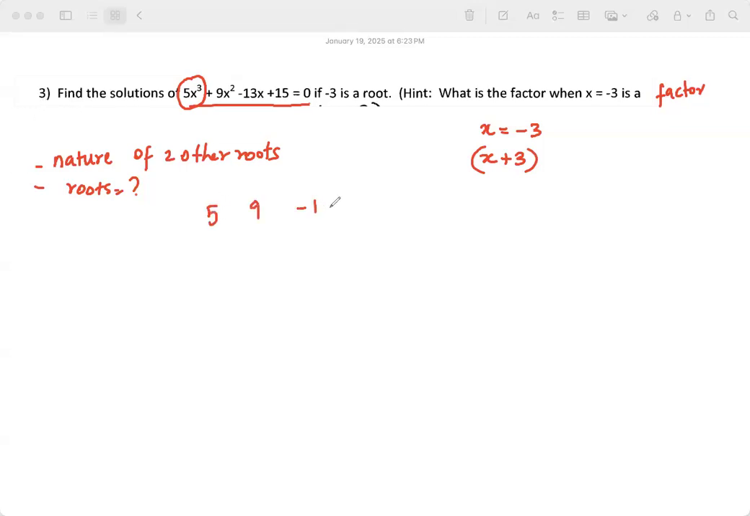5, 9, minus 13, 15. 3, 2, 1, 0, correct. So they have given minus 3 is a root. So it becomes so easy now. It's 5 instead of 6. Thank you, ma.